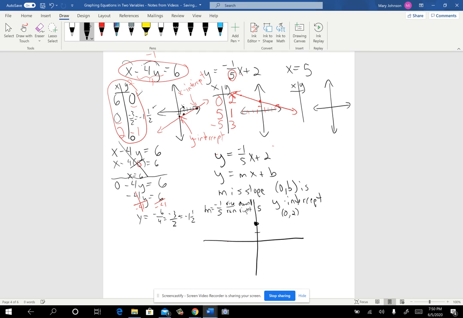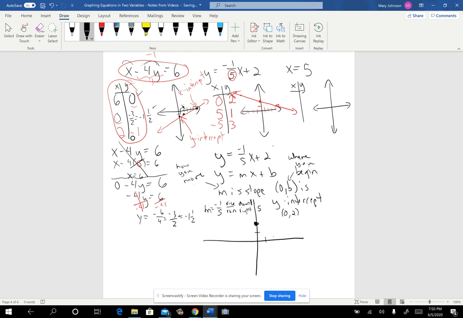that. I usually tell my students, b is where you begin, and it's always on the y, and m is how you move. Okay, where you begin, how you move. So if your equation is in slope-intercept form and you want to use it, you can.